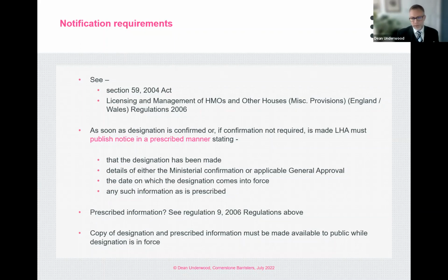And under Regulation 9 of the 2006 regulations, as they apply to either England or, as the case may be, Wales, there are certain prescribed requirements, such as, for example, publication in a certain number of local newspapers in the area of designation and around it. And a copy of the designation and any prescribed information must be made available to the public while that designation is in force. I'm not going to take you in any greater detail through the provisions of Regulation 9 because they are a bit technical and frankly a little bit dull. But if you need to know the notification requirements, you have the provisions at which you need to look.